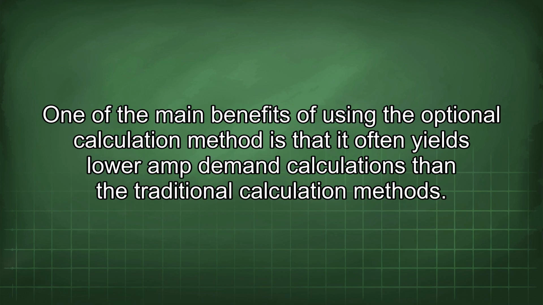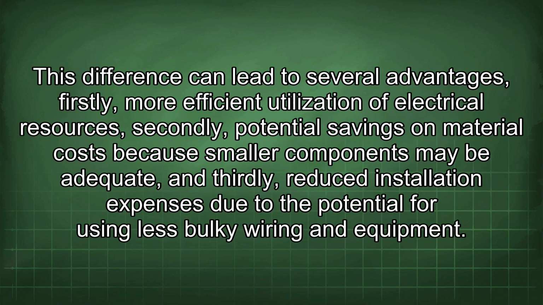One of the main benefits of using the optional calculation method is that it often yields lower amp demand calculations than the traditional calculation methods. This difference can lead to several advantages. Firstly, more efficient utilization of electrical resources. Secondly, potential savings on material costs because smaller components may be adequate. And thirdly, reduced installation expenses due to the potential for using less bulky wiring and equipment.